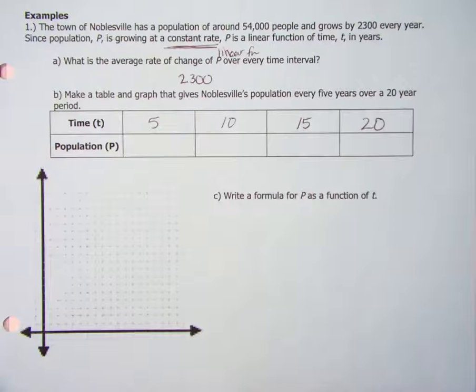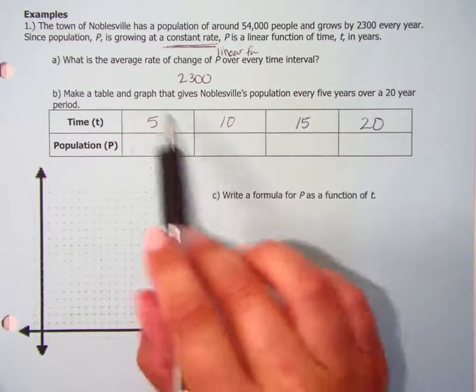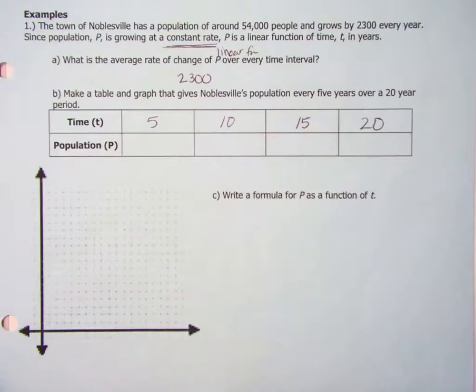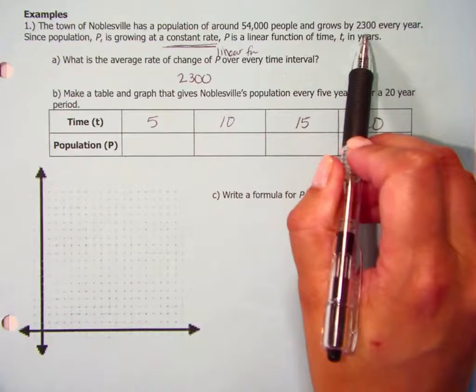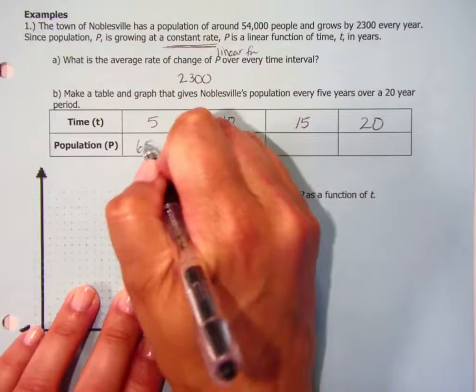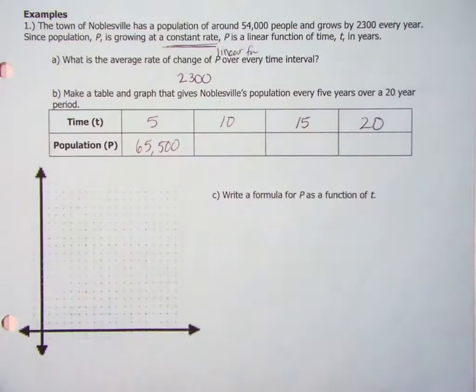Okay, thinking about that now, how are we going to calculate our population after 5 years? Spencer, right? Very good. So we're going to take that growth per year, multiply it by 5, and then add it to our initial. And we should be getting 65,500. Take about a minute. I want you to find the next 3 populations.